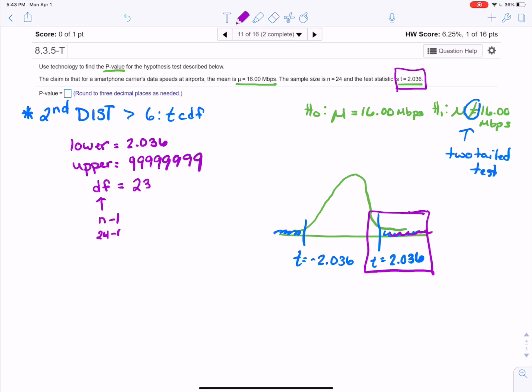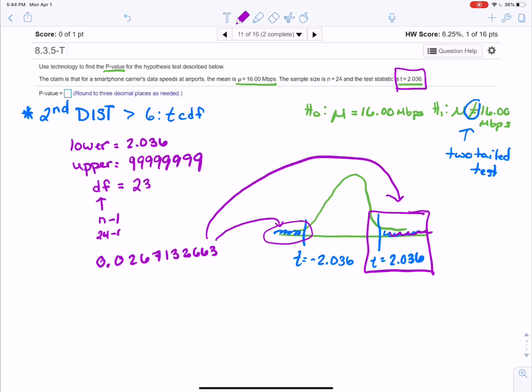When I type all of this in my calculator, I get 0.0267132663. Now remember, that's this area, the area to the right. But if I'm thinking about the p-value because it's a two-tailed test, I need the area to the right and the area to the left. So just like our normal distribution, our t distribution is symmetric. So that means this area over here is the same exact amount.